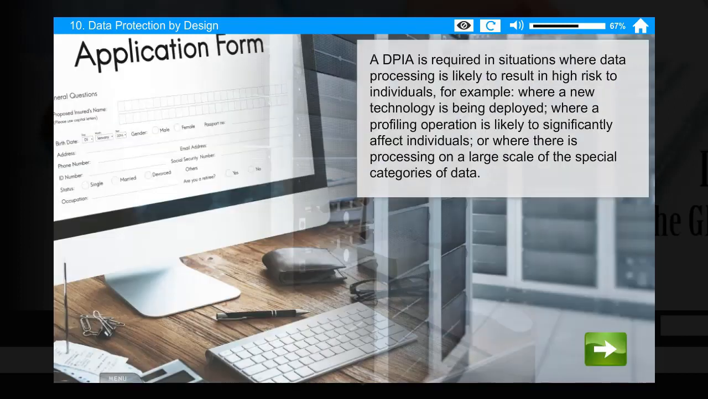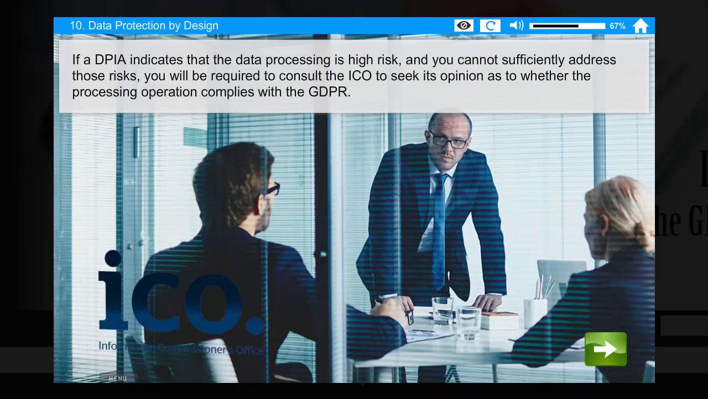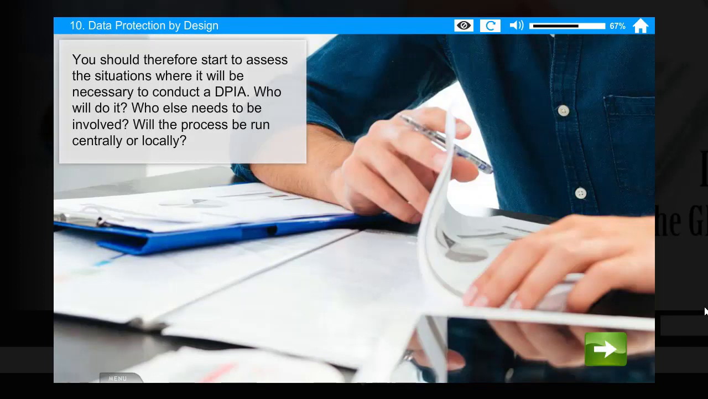A DPIA is required in situations where data processing is likely to result in high risk to individuals. For example, where new technology is being deployed, where a profiling operation is likely to significantly affect individuals, or where there is processing on a large scale of the special categories of data. If a DPIA indicates that the data processing is high risk and you cannot sufficiently address those risks, you will be required to consult the ICO to seek its opinion as to whether the processing operation complies with the GDPR. You should therefore start to assess the situations where it will be necessary to conduct a DPIA. Who will do it? Who else needs to be involved? Will the process be run centrally or locally?